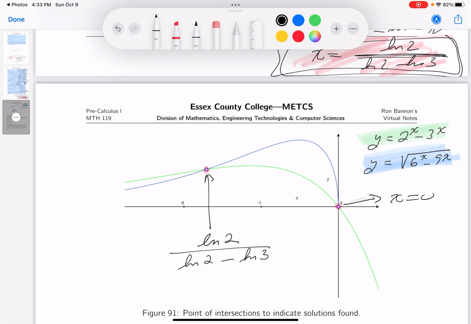By the way, they can be written differently. Some people don't like to write it that way. I like natural log because it's typical for us. All right, that's about it.